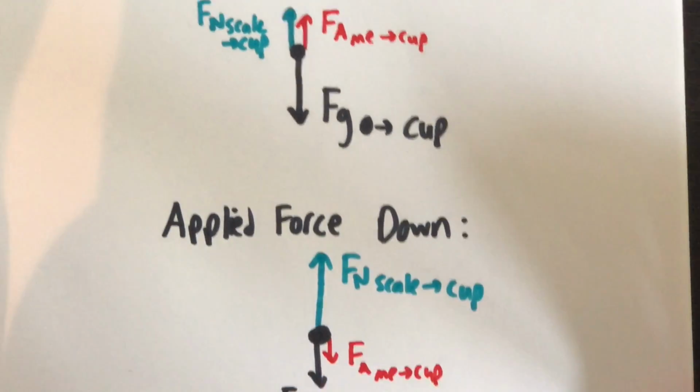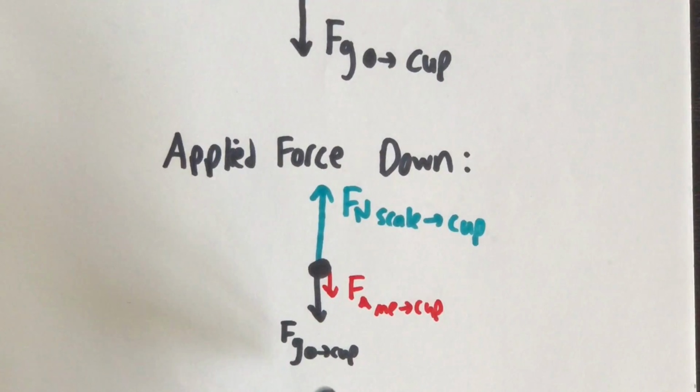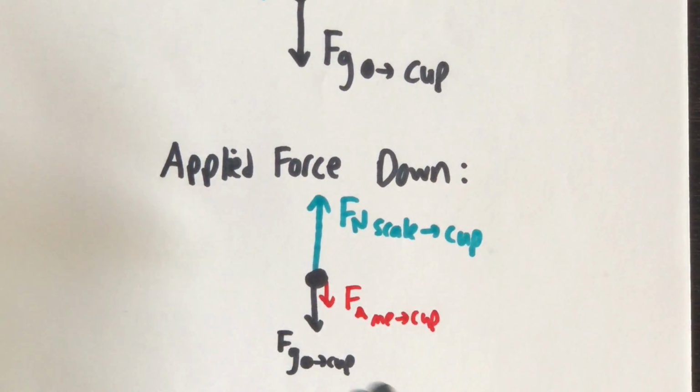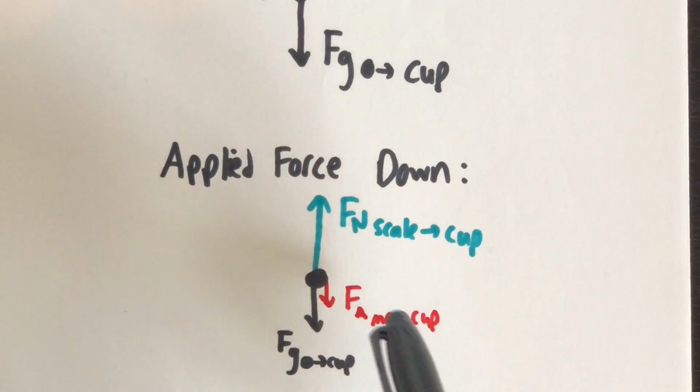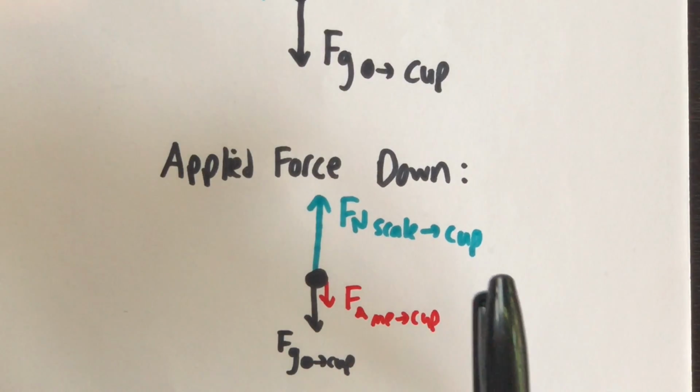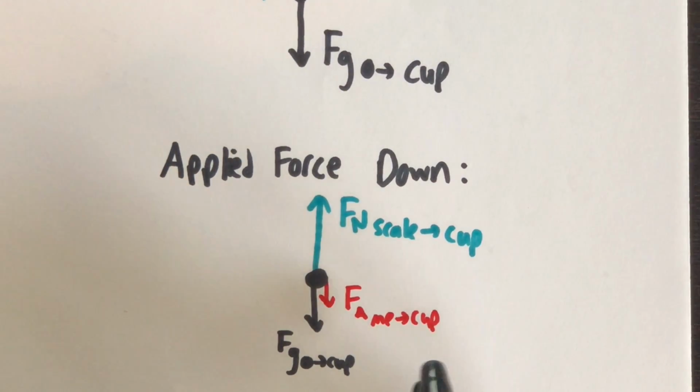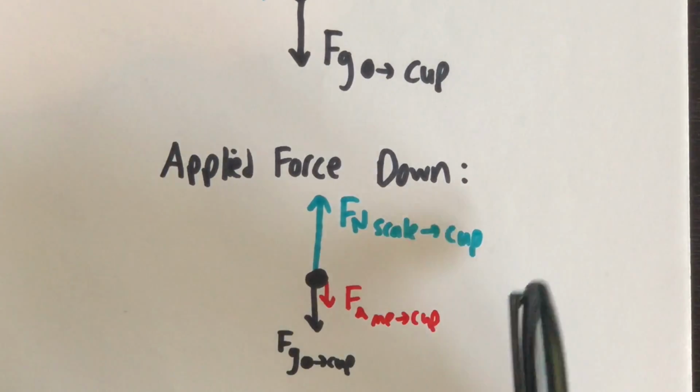When I pushed down, again, the gravitational force never changes. What happened was there was an applied force downward, and now the normal force that the scale has to put on the cup upward increases due to this increased downward force, causing the reading to be bigger.